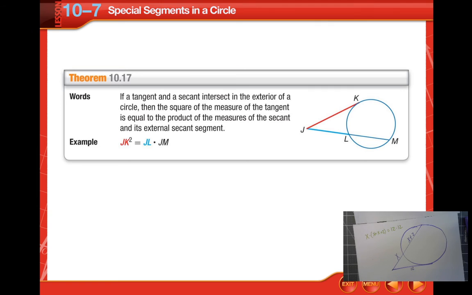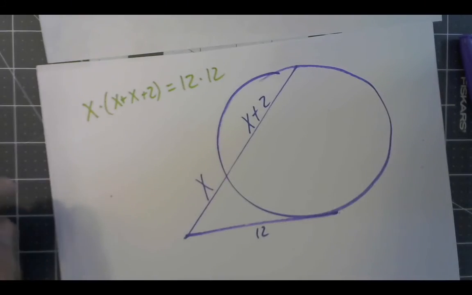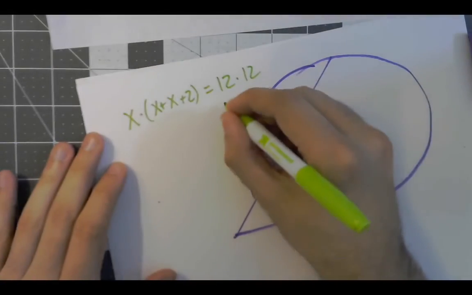What we just did is this. We said, since our tangent is outside and the whole thing, we're just going to do it twice. Because j to k is all outside the circle, and it's also the whole line. So we can do outside times whole to get jk squared. And now we can solve this.